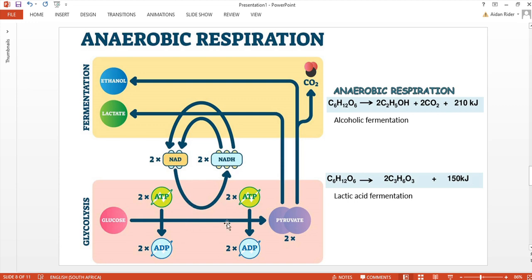Okay, so these 2 hydrogen atoms will be used in the last step. So the last step can be one of 2 things. The pyruvic acid can either be broken down to lactic acid or lactate, or it can be broken down into carbon dioxide and ethanol, yes, alcohol. Okay, so this last process for both types is known as fermentation. The first one is known as lactic acid fermentation because you end up with lactic acid.